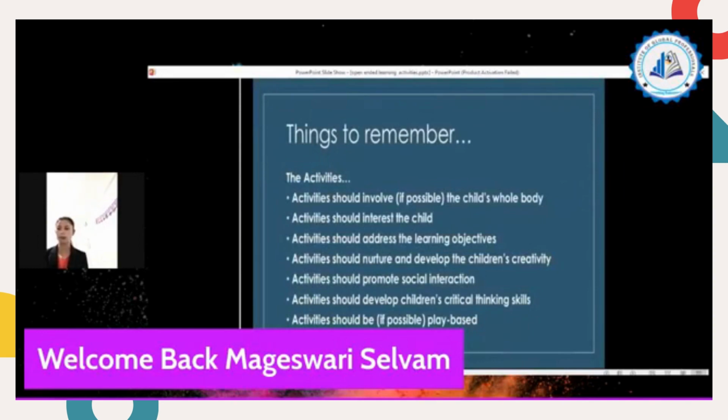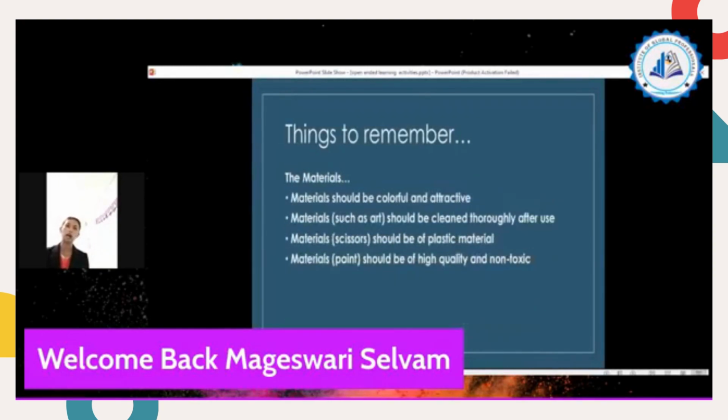So what are the things to remember? The activity should involve the child's whole body. Activities should interest the child. Activities should address the learning objectives. It should nurture and develop the children's creativity. Activities should promote social interaction and develop children's critical thinking skills. And lastly, if possible, it is a play-based activity. Okay, next slide, please.